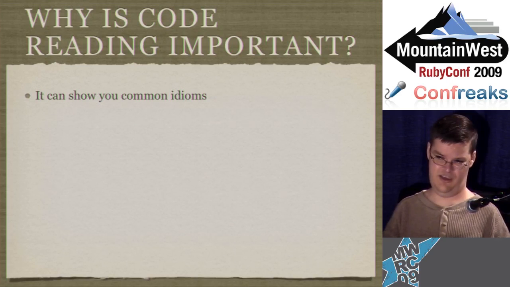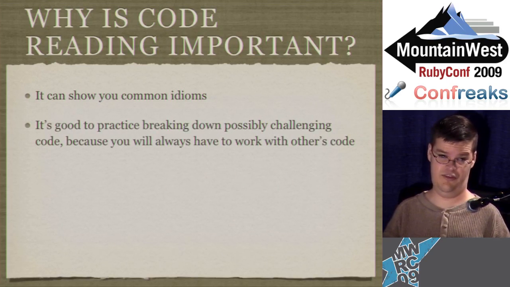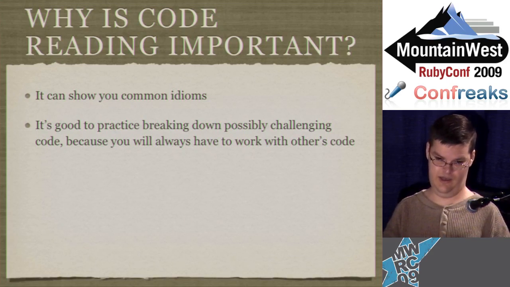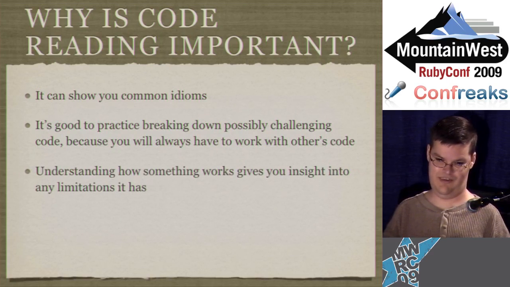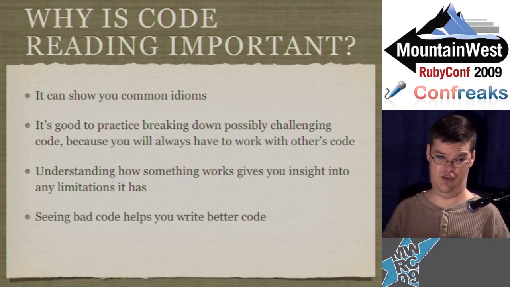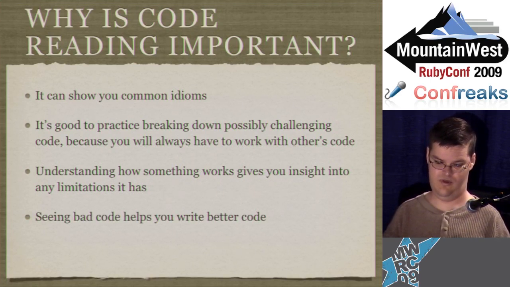Also, you've got to practice breaking down code because it's something you're always going to have to do, whether you're pair programming or finding a bug in somebody's library that you've used. And understanding how things work tells you what their limitations are, and then you can learn where you can and can't rely on things. And a lot of people think you have to look at good code. That's not necessarily true. Bad code is great to see too.